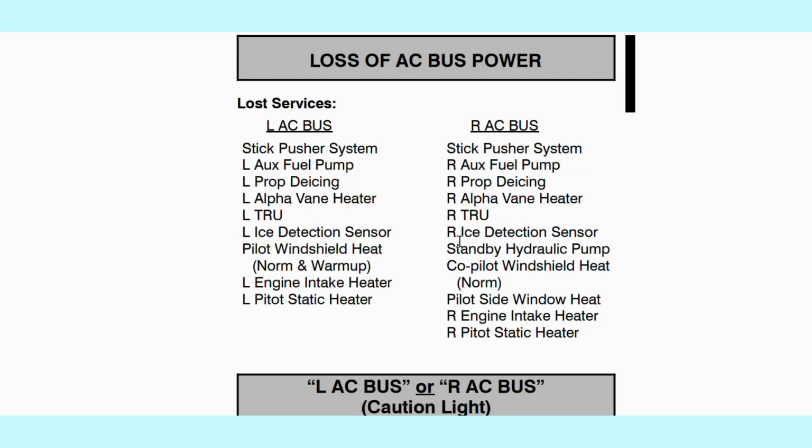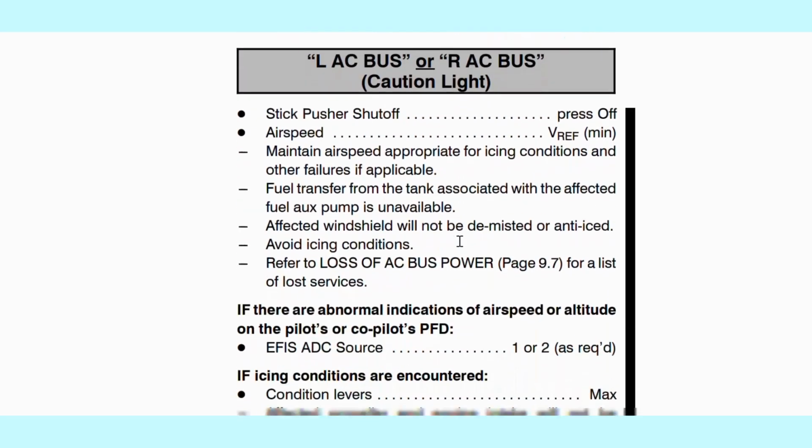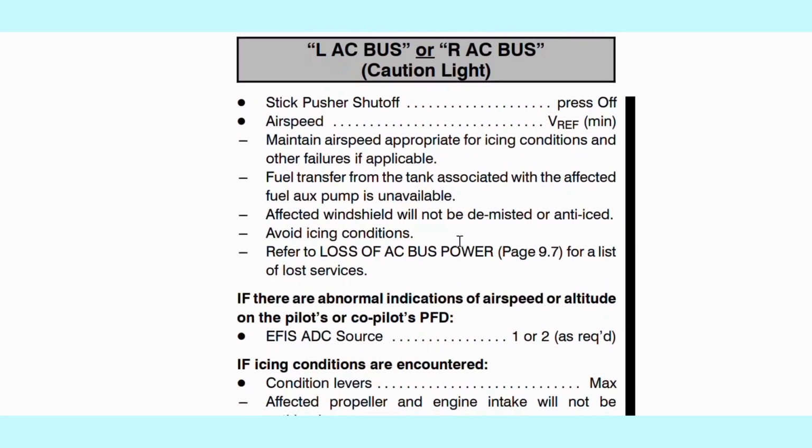Okay, now we continue looking at what happens when the AC buses fail, one or the other. So here it says left AC bus or right AC bus. Okay, and what happens here is pretty much simple. You just have to follow what is actually happening. All right, stick push shut off will come on. You have to press it off.